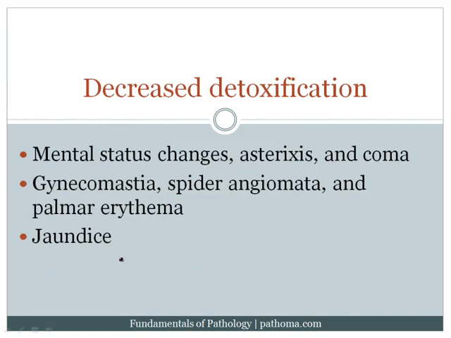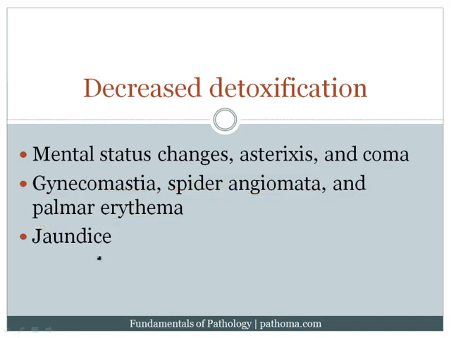Of course, the liver plays an important role in detoxifying the blood, and if we lose liver function, that role will be decreased. This will result in mental status changes associated with asterixis and eventually leading to coma. These mental status changes would be due to increased serum ammonia, and this would be reversible because it is metabolic. In addition, the liver plays an important role in removing estrogen from the blood, and so if the liver is not able to do so, we will get signs and symptoms of excess estrogen. For example, gynecomastia, spider angiomata, and palmar erythema. All of these are signs and symptoms of excess estrogen.